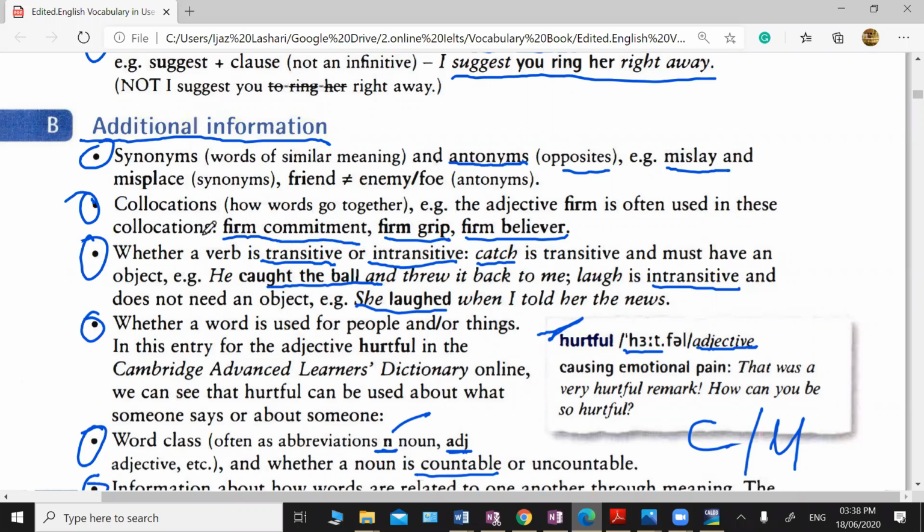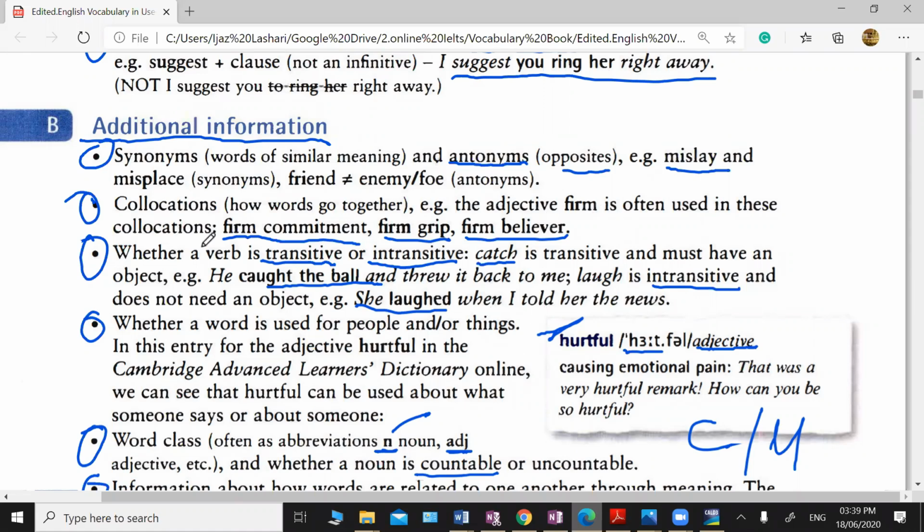And the next thing is collocation. What is collocation? Can we find out what is collocation? Words combined together. Thank you. Collocation means when words are put together, not just the one word. When words are put together, that is called collocation.